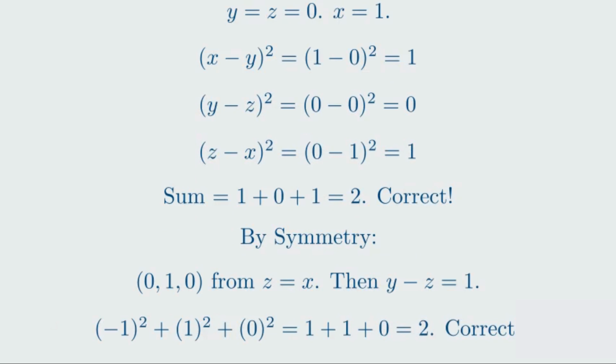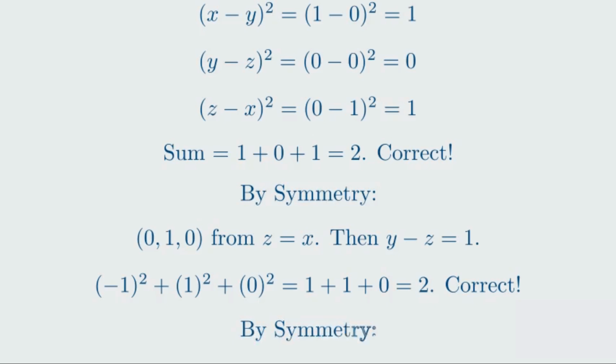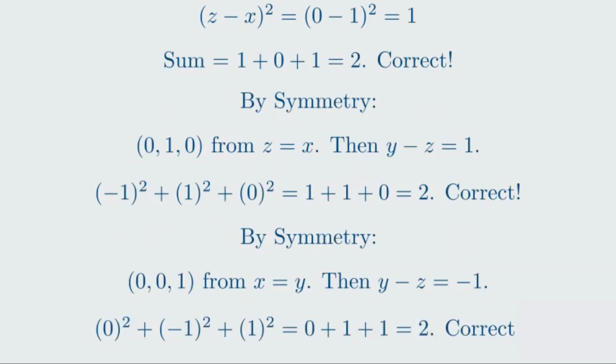The differences are x minus y equals minus 1, y minus z equals 1, z minus x equals 0. The sum of squares is minus 1 squared plus 1 squared plus 0 equals 2. Also correct. And the solution 0, 0, 1 comes from x equals y. The differences are x minus y equals 0, y minus z equals minus 1, z minus x equals 1. The sum of squares is 0 squared plus minus 1 squared plus 1 squared equals 0 plus 1 plus 1 equals 2. Correct. So, we've carefully found all the integer solutions.